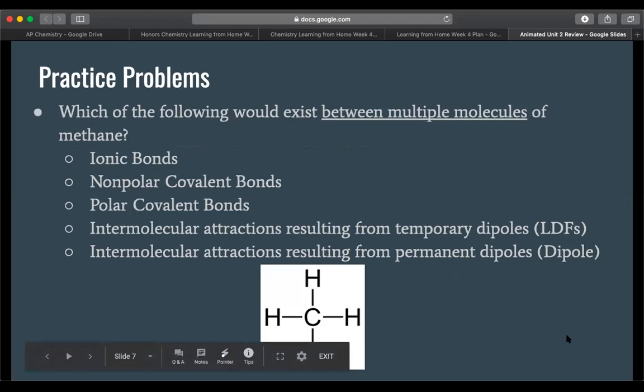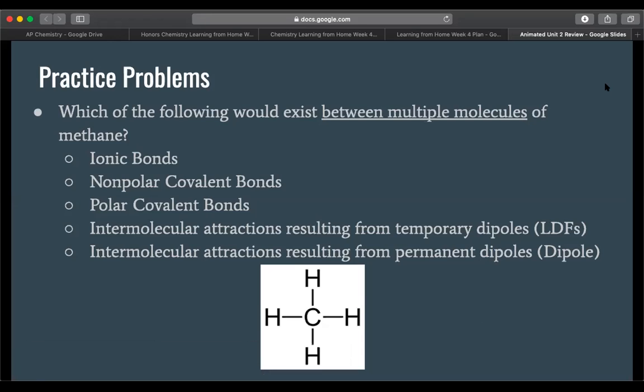So this is a mildly misplaced question, except it does fit, because this unit and the next unit kind of go together in many ways. So this is methane down here, that's CH4. And it says, which of the following would exist between multiple molecules of methane? So is methane, are you going to have ionic bonds between multiple molecules? No. Ionic bonds are only inside compounds, and they're not even inside molecules, because molecules implies covalent.